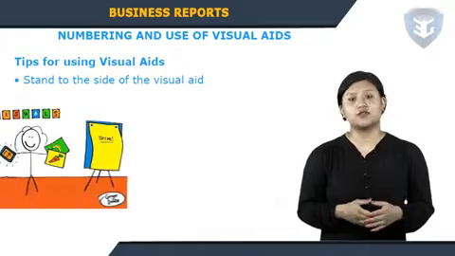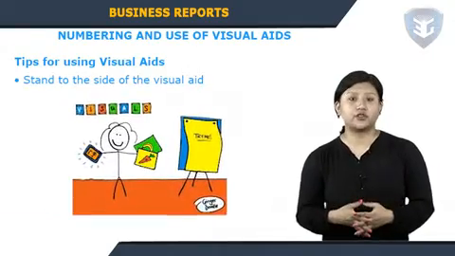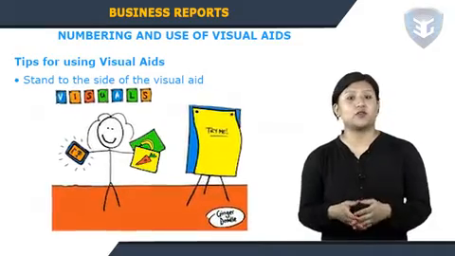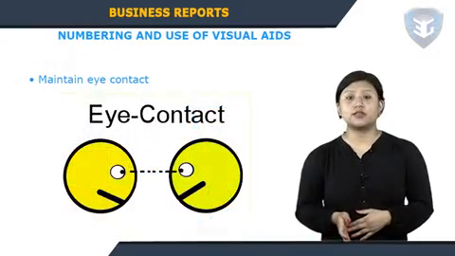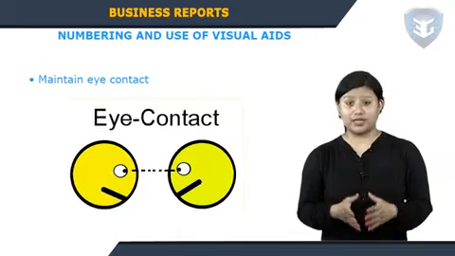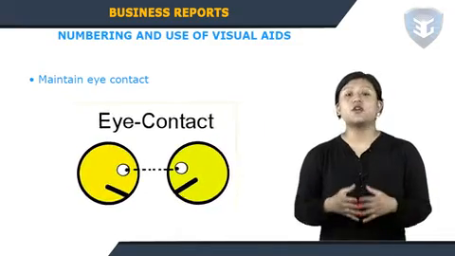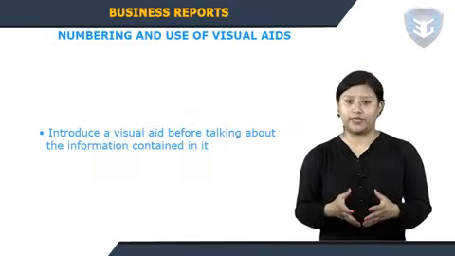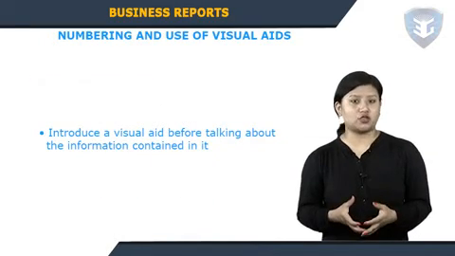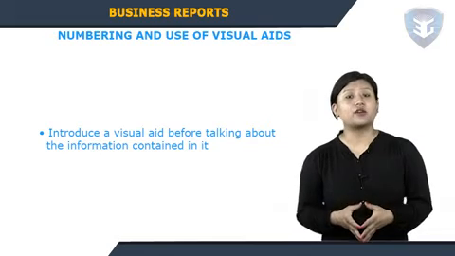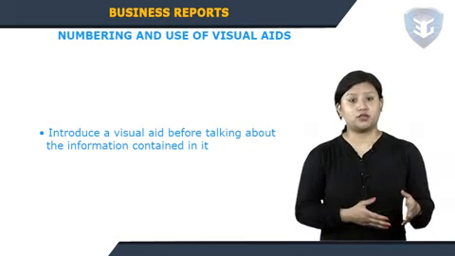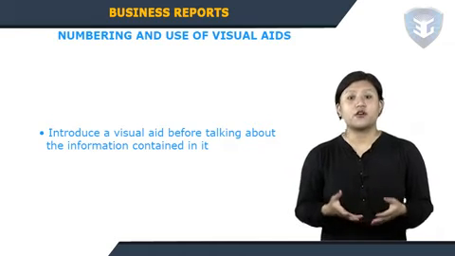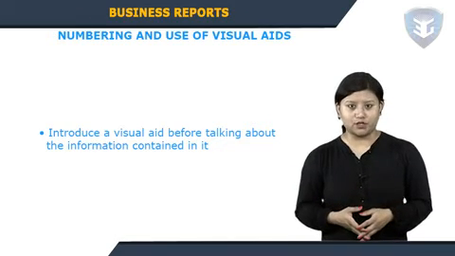Stand to the side of the visual aid. Do not obscure the visual aid if at all possible. Traditionally, speakers have the visual aid on their left. Maintain eye contact. While the visual aid will be tempting to many speakers, the audience should still be their main focus. Introduce a visual aid before talking about the information contained in it. Giving background on where the information for the visual aid was obtained from provides the audience with more resources for understanding the content of the speech.